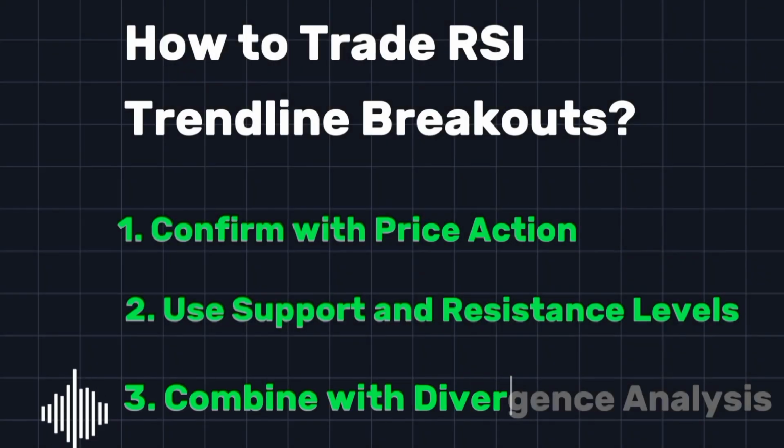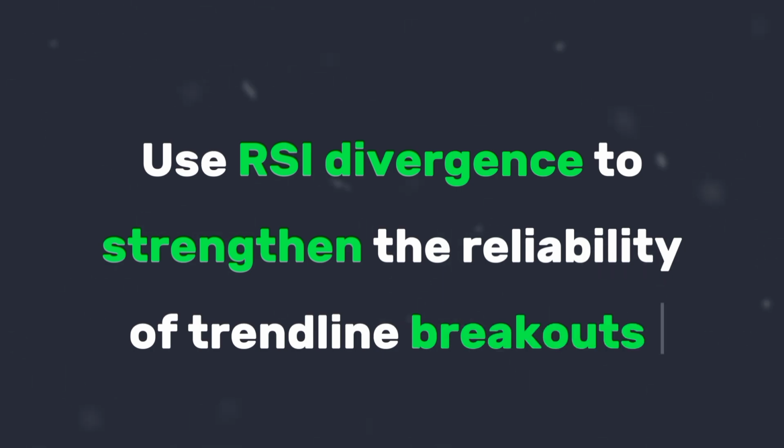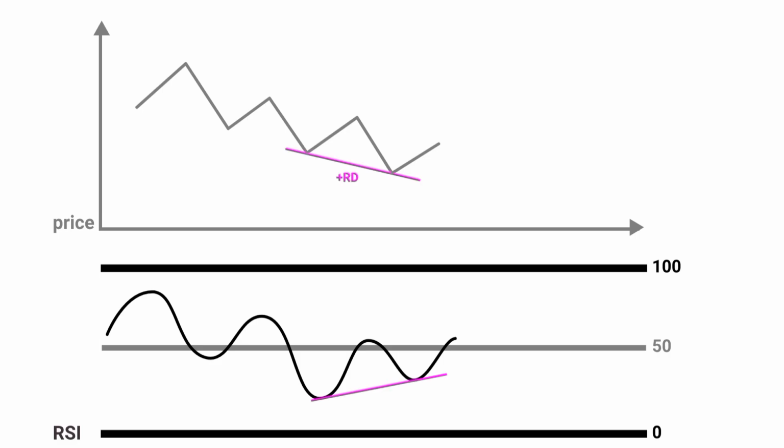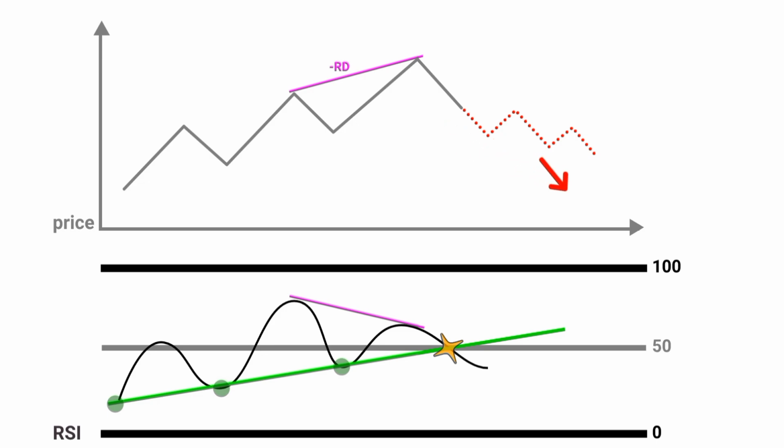3. Combine with divergence analysis. Use RSI divergence to strengthen the reliability of trendline breakouts. If a bullish divergence, price makes lower lows while RSI makes higher lows, occurs near an RSI resistance breakout, it can signal a stronger reversal and a high probability buy opportunity. Similarly, if a bearish divergence, price makes higher highs while RSI makes lower highs, happens near an RSI support breakout, it can confirm a stronger sell signal.